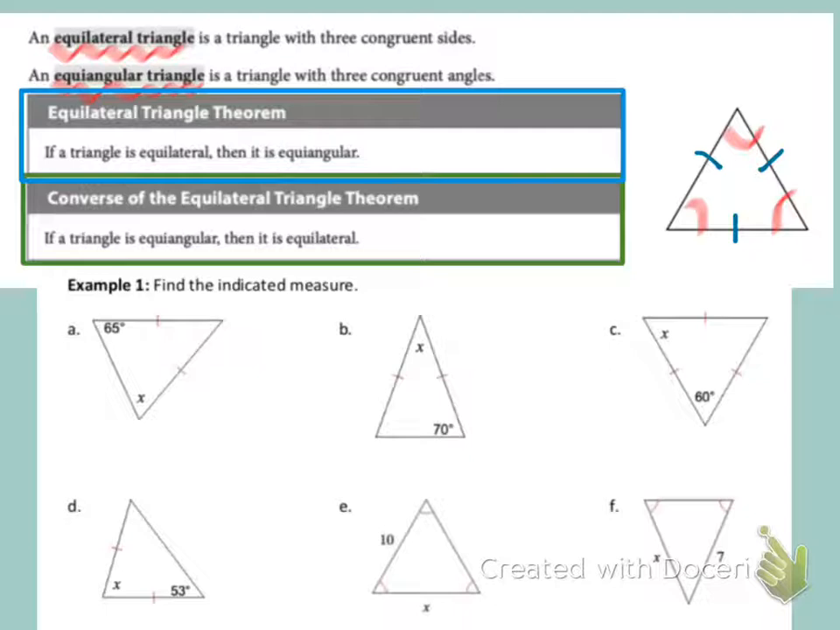So looking at example A, it says find the indicated measure. So they want me to find this angle right here. And I can see from the markings that this has two equal sides. And what that means is that the angles across from those sides, this angle and this angle, have to be the same. And that means that x must equal 65 degrees.